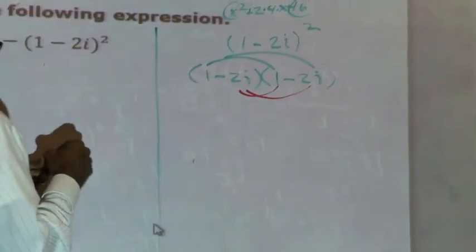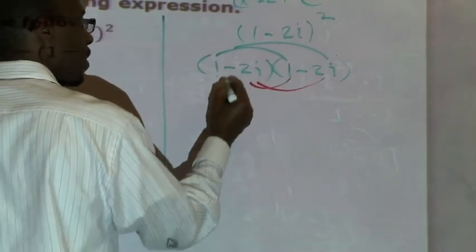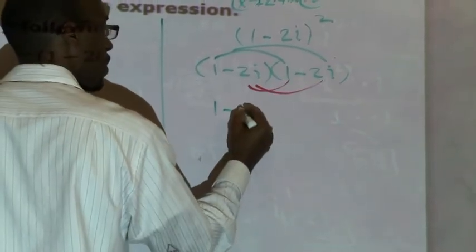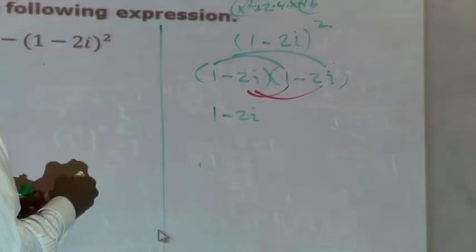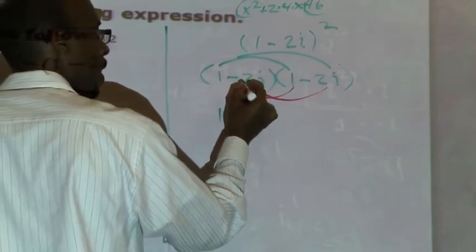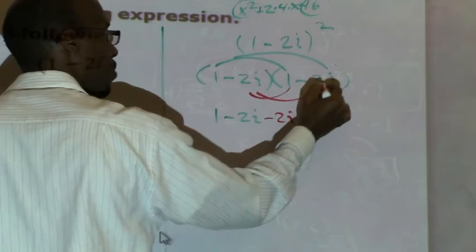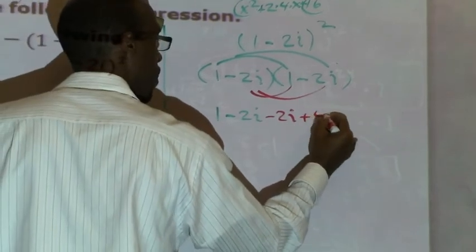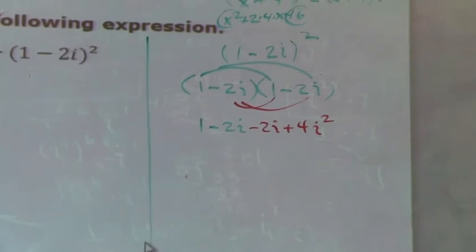This is the long version. They gave me a 1, so 1 times 1 is 1. 1 times a negative 2i is a negative 2i. Nothing changes there. Nothing's going to disappear on this one because these are not conjugates. They're identical twins. Negative 2 times a 1 is a negative 2. Negative 2 times a negative 2 is a positive 4. I squared will turn into a negative 1, unfortunately.